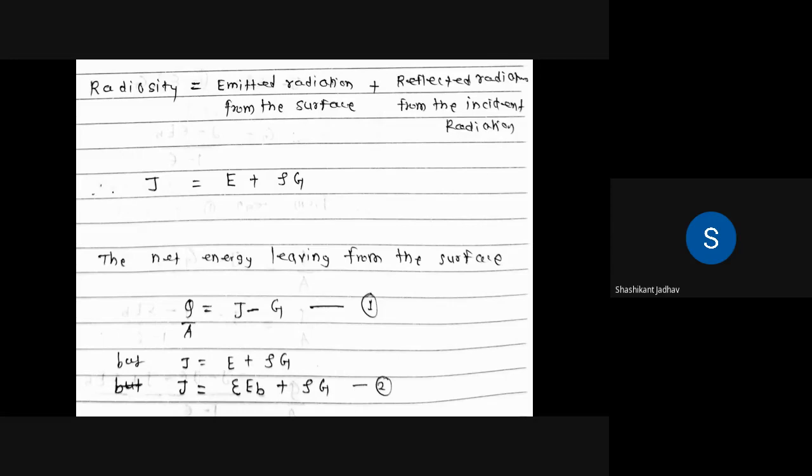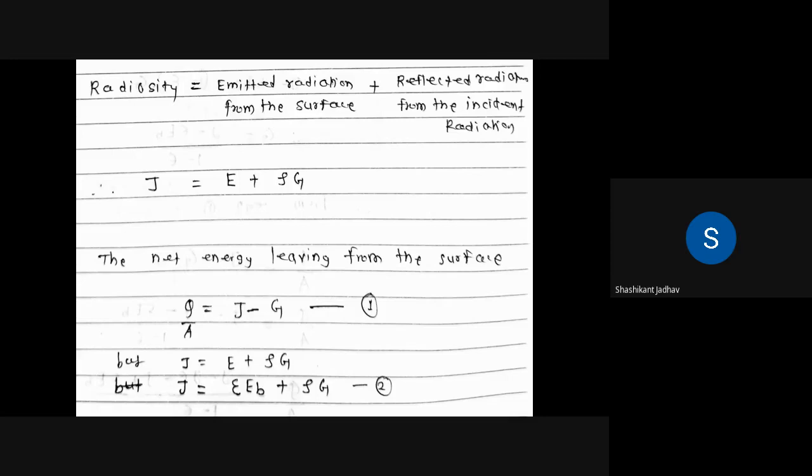Okay, so now write on the next line: the net energy leaving from the surface. Now we have to find out the net energy, meaning the amount of energy coming into the surface and the amount of energy going out from the surface. That value is known to us. So by using those values, now we have to calculate the net energy leaving from the surface.